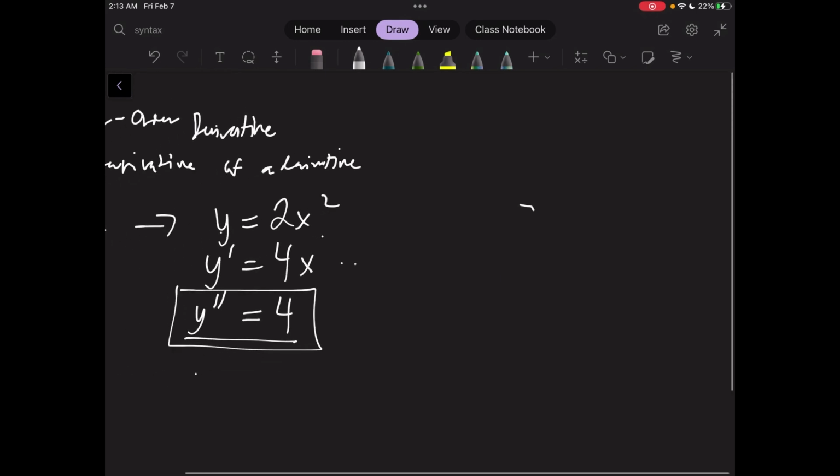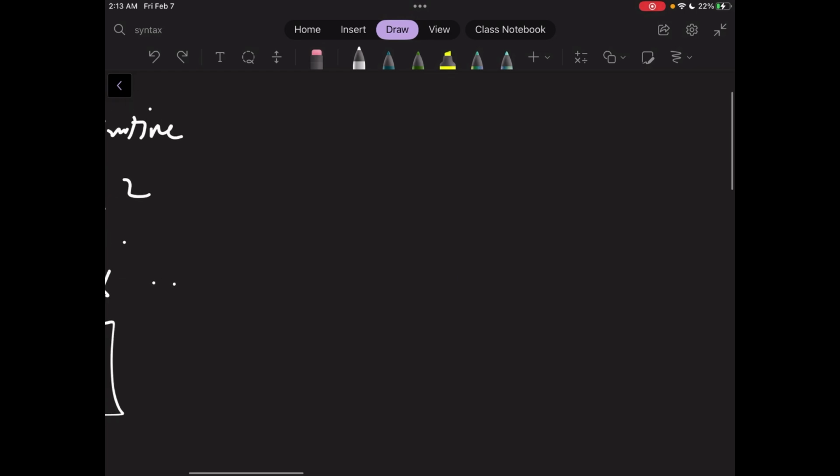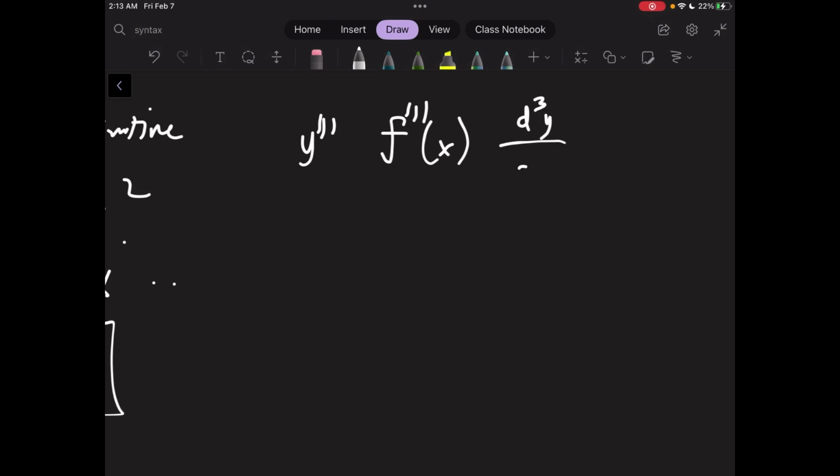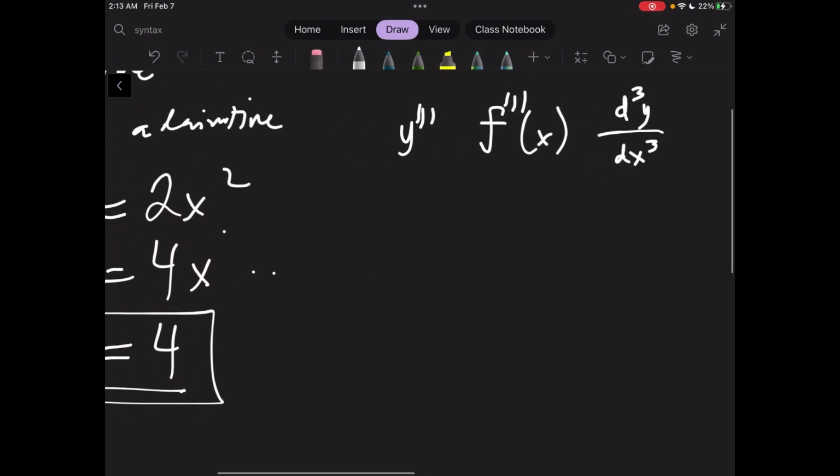So some common notations of higher order derivatives include the following. For third order derivative, it would be y triple prime, or it can also be f triple prime of x, or the common notation, which is this notation, which is the third derivative of y with respect to x. Similarly, for orders higher than 3, we use this notation, where n denotes the nth order derivative it is.